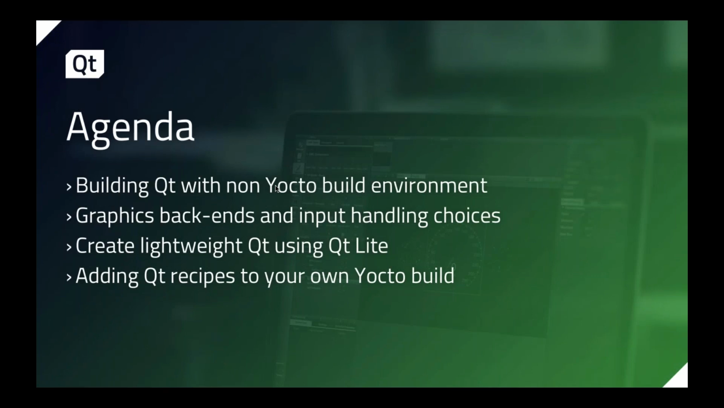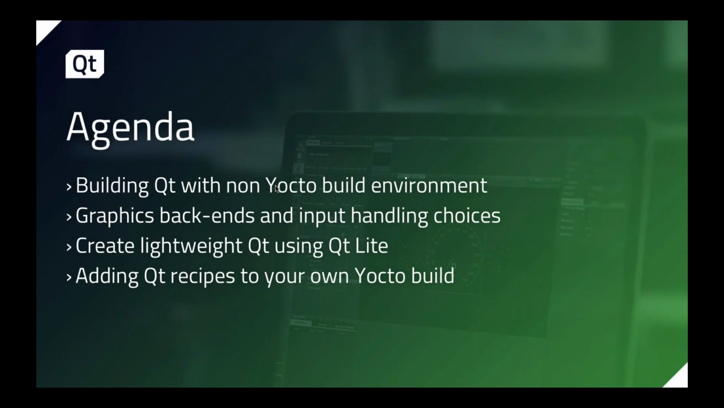And then we would also touch upon the graphic backends and input handling choices available to us when we are developing applications for an embedded platform, especially running Linux. And then we have the Qt Lite configuration tool, using which we can build Qt binaries and scale them down. We can make them a bit lighter as compared to what they would be if we don't use this Qt Lite tool.